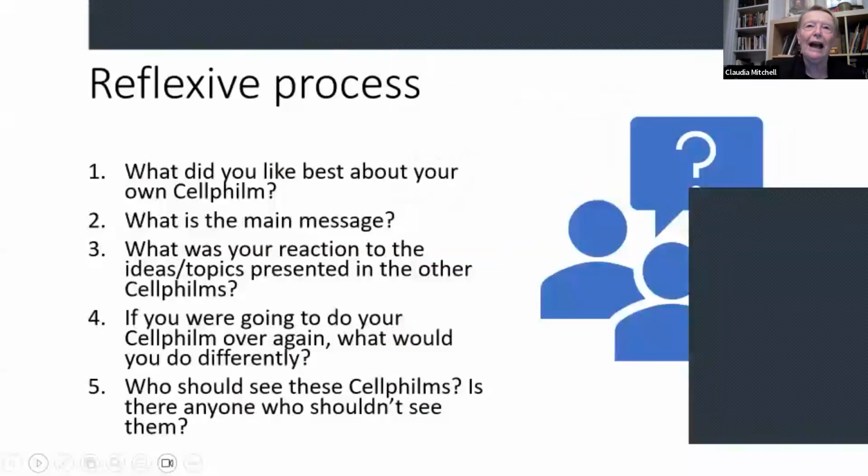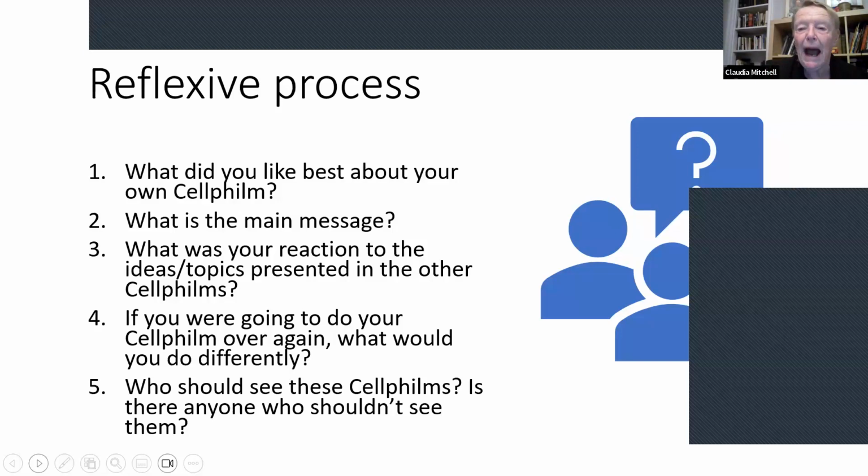And I really want to highlight, you've seen, we have hundreds of these cell films that have been used in many, many different contexts, but they have a reflexive process. And I really want to highlight that. What did you like about your own cell film? What's the main message? What was your reaction to the other ideas and topics? Because typically there are many cell films produced in a particular group. If you were going to do it over again, what would you do differently?